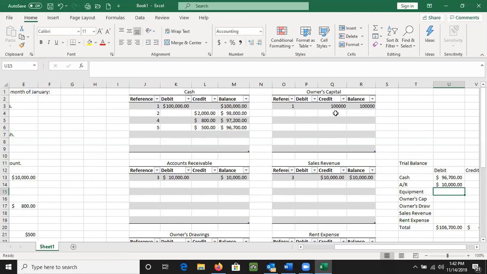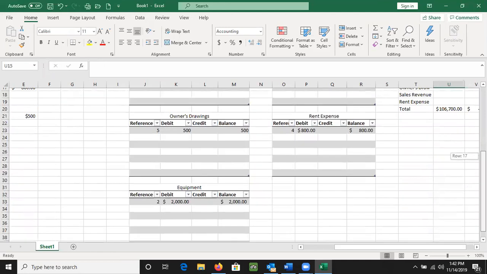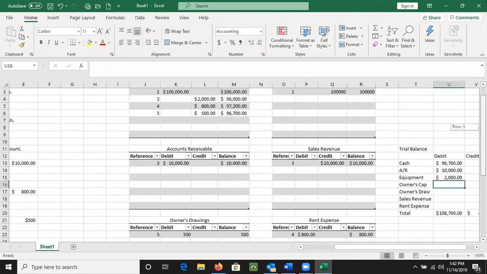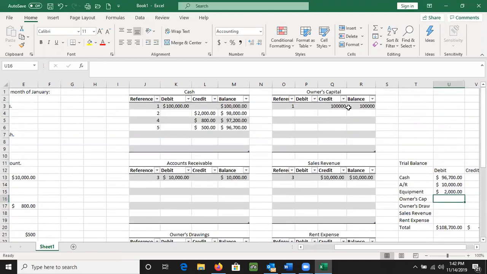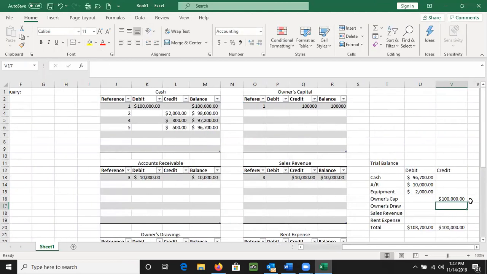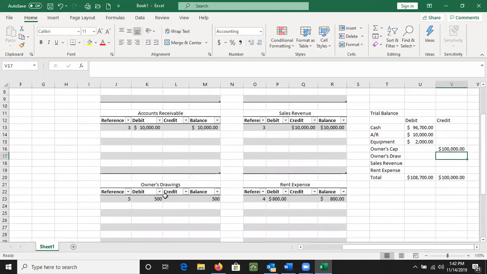We'll do capital. No, we'll go in order. Equipment. Equipment, we debited for $2,000. Nothing else happened. Debit for $2,000. Now we're at owner's capital. Back when we credited it for $100,000. So we're going to do the same thing. Owner's drawings has a debit balance. Okay, just because owner's capital was credited, we're going to debit owner's drawings. It doesn't mean we have to credit it too.